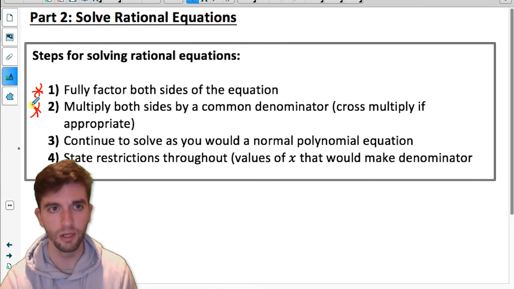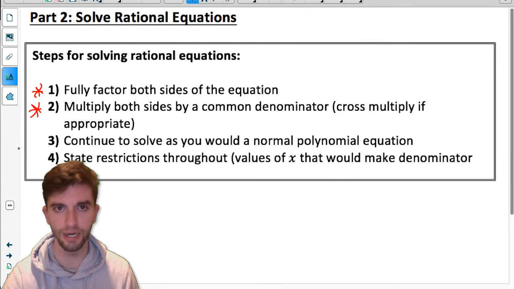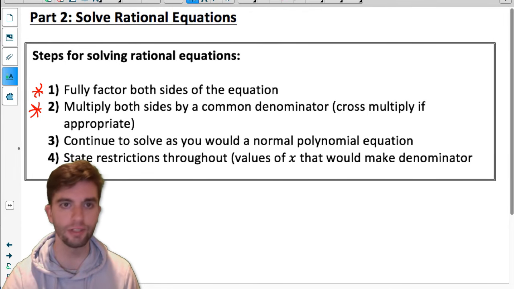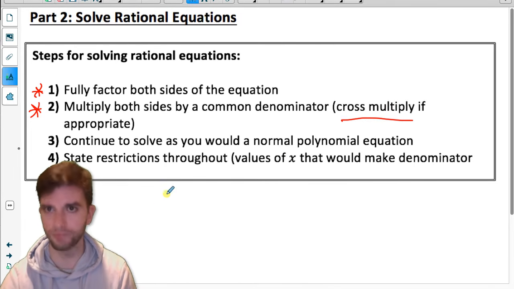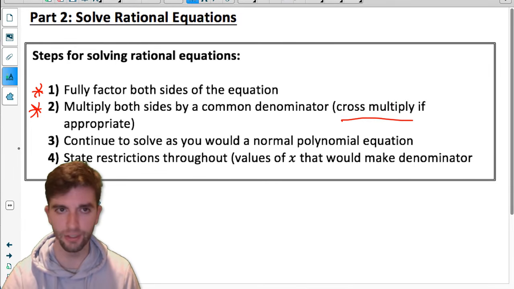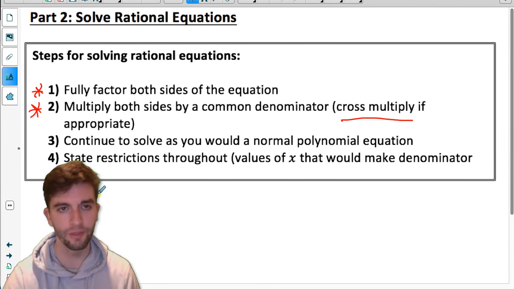Step 2, after we have everything fully factored, let's get rid of the fractions. And we can do that by multiplying both sides of the equation by a common denominator between all of the denominators in the equation. And sometimes we can use the shortcut of cross multiplying if it fits the equation we have, and I'll explain that once we get to an example where that fits.